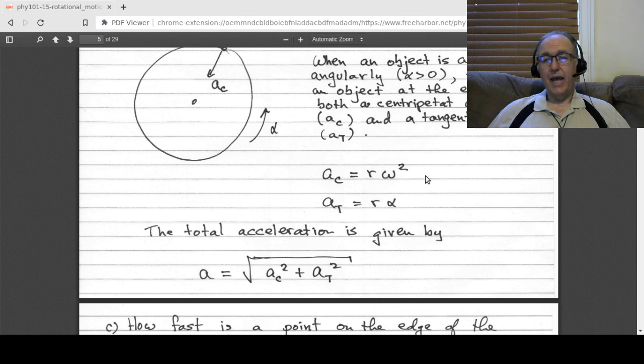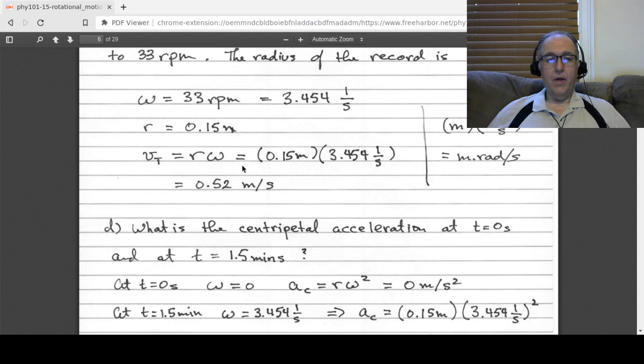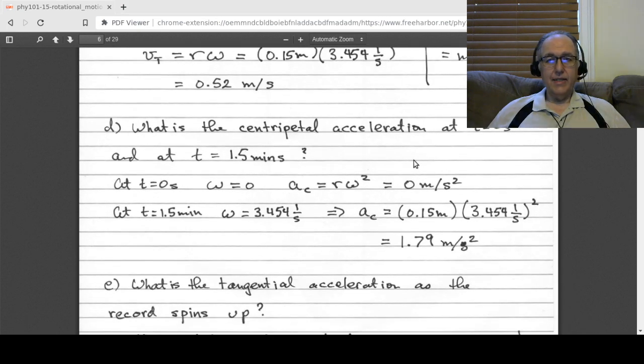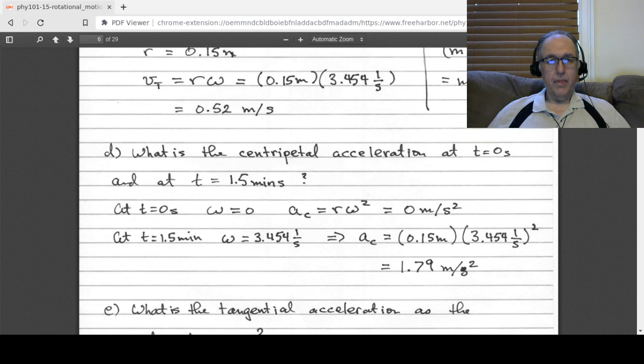And so you really can't use the 4 pi squared r over t squared because t is a fixed number. But here there's no real meaning to t, because as it's spinning faster, the period becomes smaller, so that makes no sense, which is another reason to really think about the formula here like that. So anyhow, I want AC at t equals 0 and at t equals 1.5 minutes.